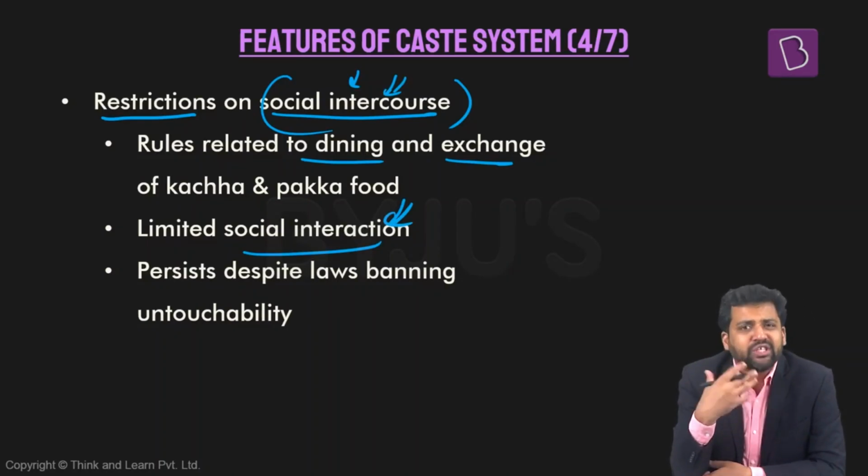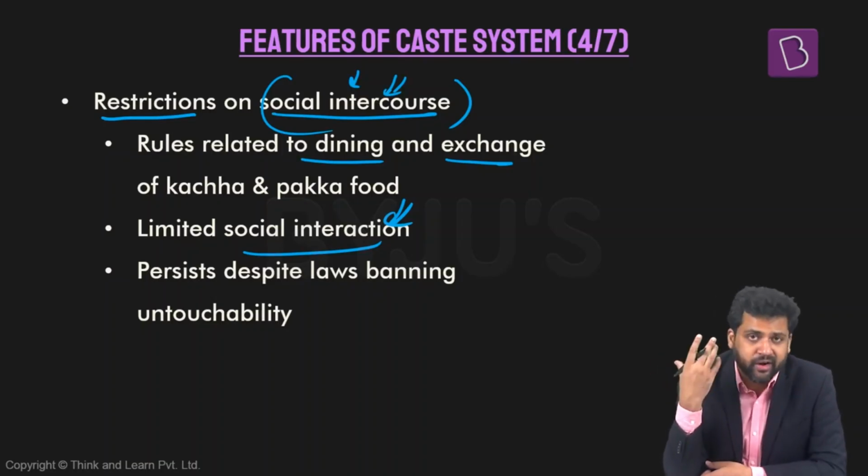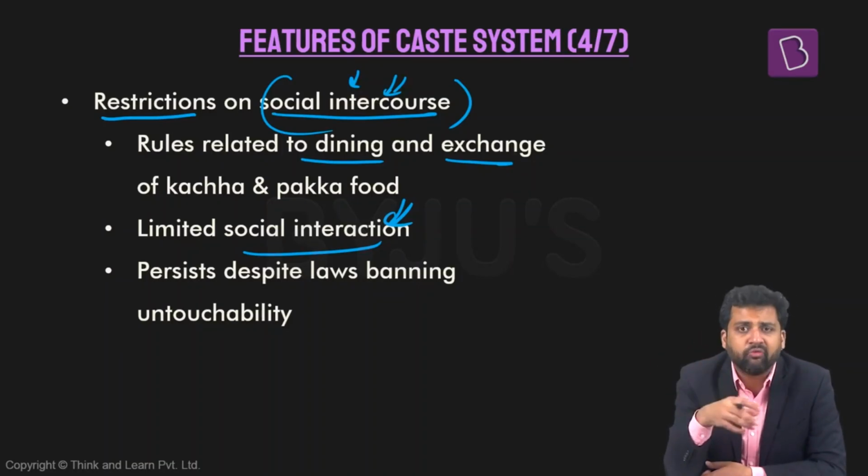But the question is, what is the situation as of now? See, there have been different kinds of laws. In fact, our constitution also bans untouchability. We have different kinds of laws. But despite that, even now untouchability exists in one way or other. Maybe it doesn't exist the way it existed maybe 100 years back, but it does exist. You'll find different kinds of tea shops where utensils might be different for people who are from the lower caste communities.